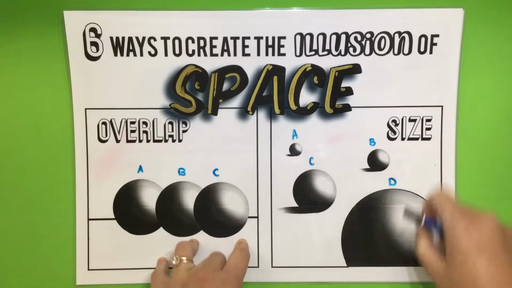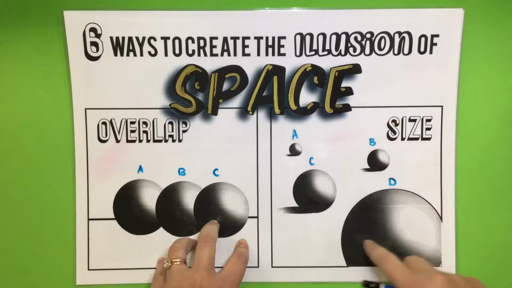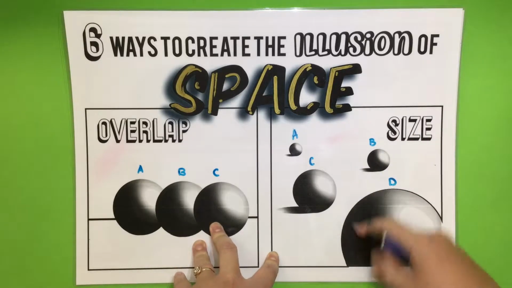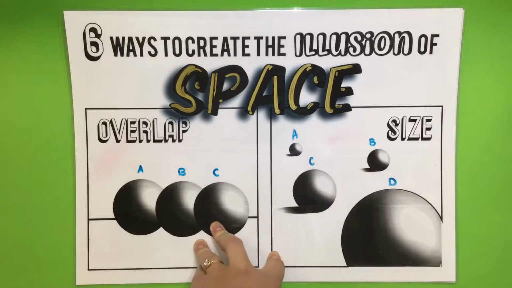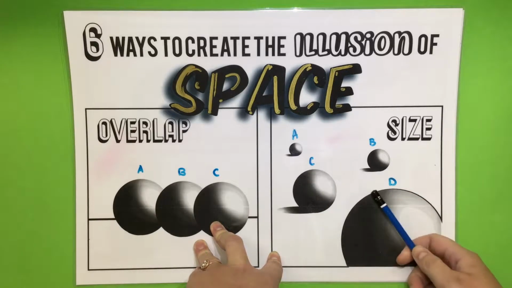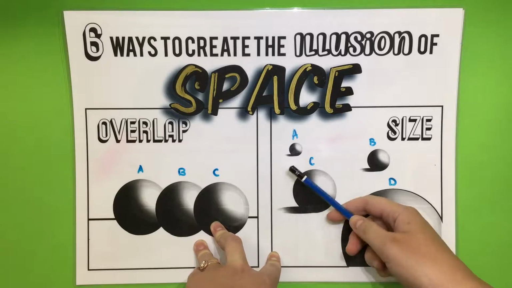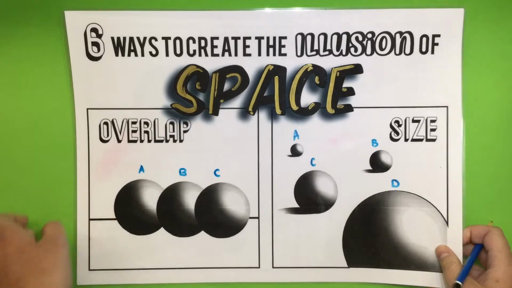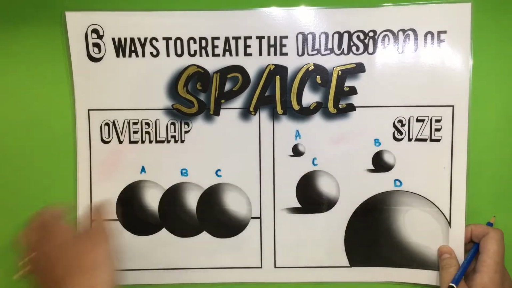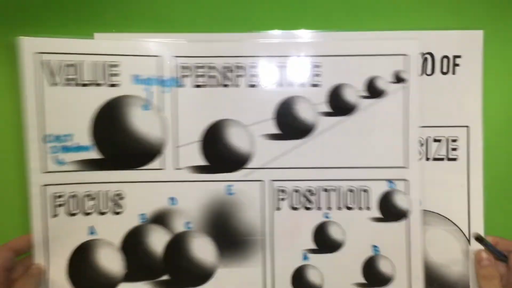The next one is size. This is probably the most common one that you know about to create the illusion of space. So A looks the furthest away, and of course D looks the closest because A is very small, which makes it look far away from us. So overlapping and size are great ways to create space.